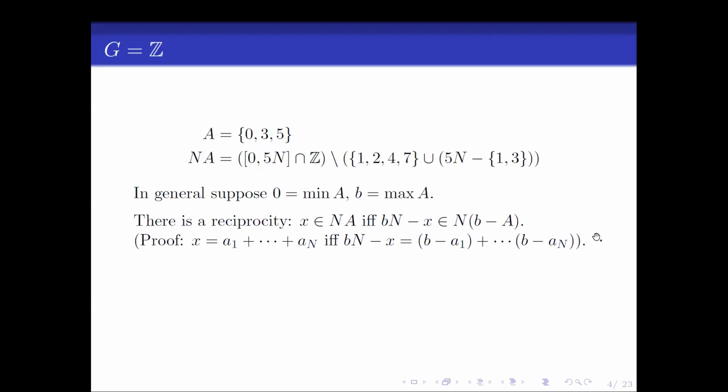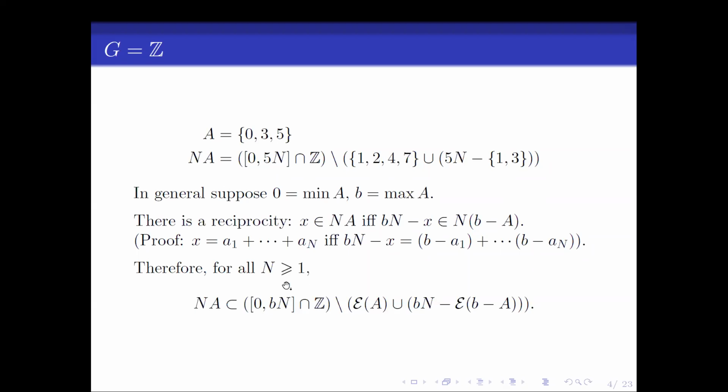Okay, but this means that the exceptional set of B minus A will crop up as an obstruction to nA equaling the entirety of this interval from 0 to Bn. So in this example, B minus A is the set 0, 2, 5, and the exceptional set for 0, 2, 5 is 1, 3, and that's why you get 5n minus 1 and 5n minus 3 as exceptional elements.